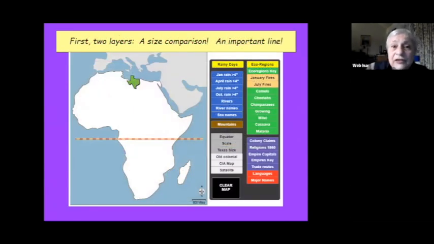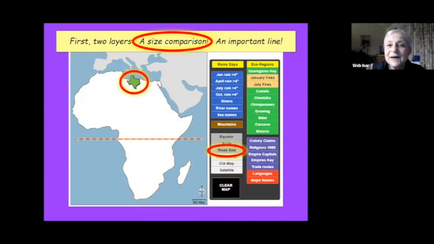We start with just a few layers to get oriented. First, a size comparison. I think you can see Texas. We've clicked on the layer called Texas size. Africa is huge. And being huge, we might anticipate if Texas has a lot of differences within Texas, you can imagine there are going to be a lot of differences within Africa.